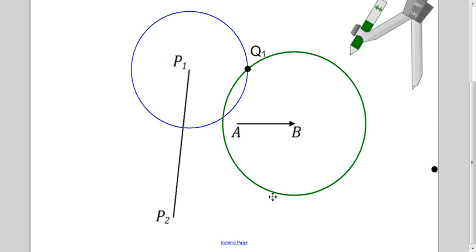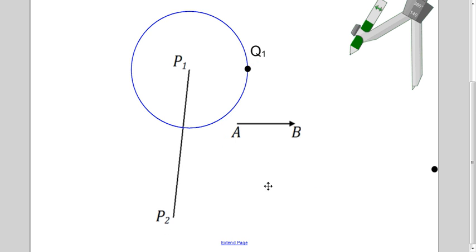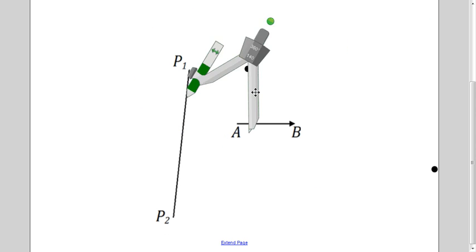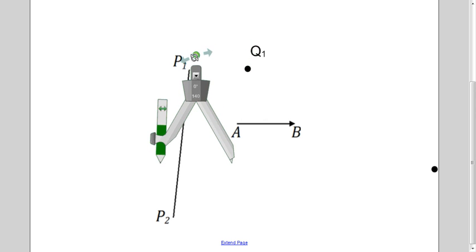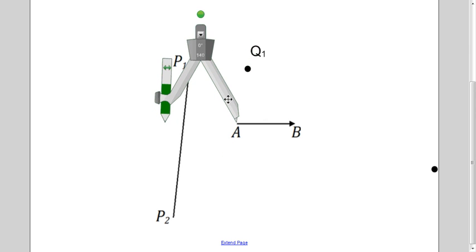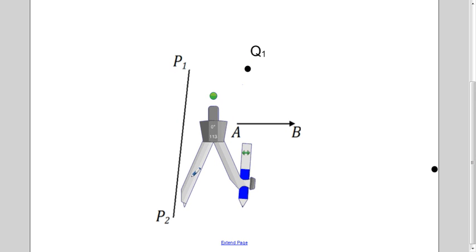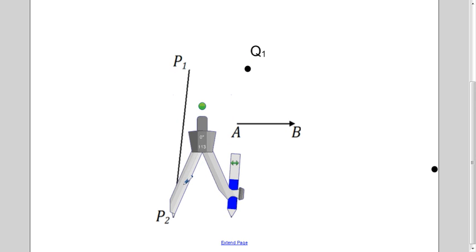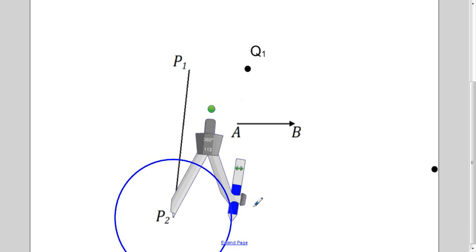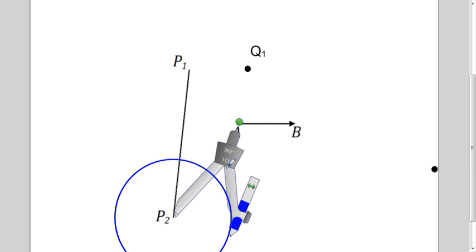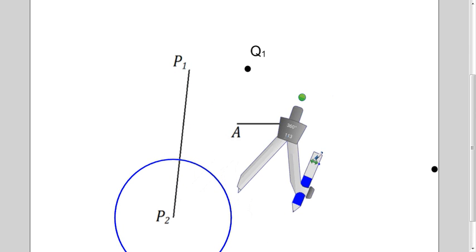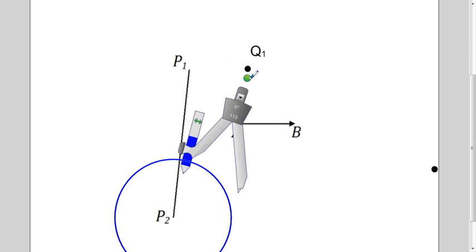So I'm going to delete these first circles and go through the steps again. So once again, measure AB. And then put the pivot on P2. This is giving us the distance of our vector. And now we need the direction of our vector. So put the pivot on A and measure to P2.